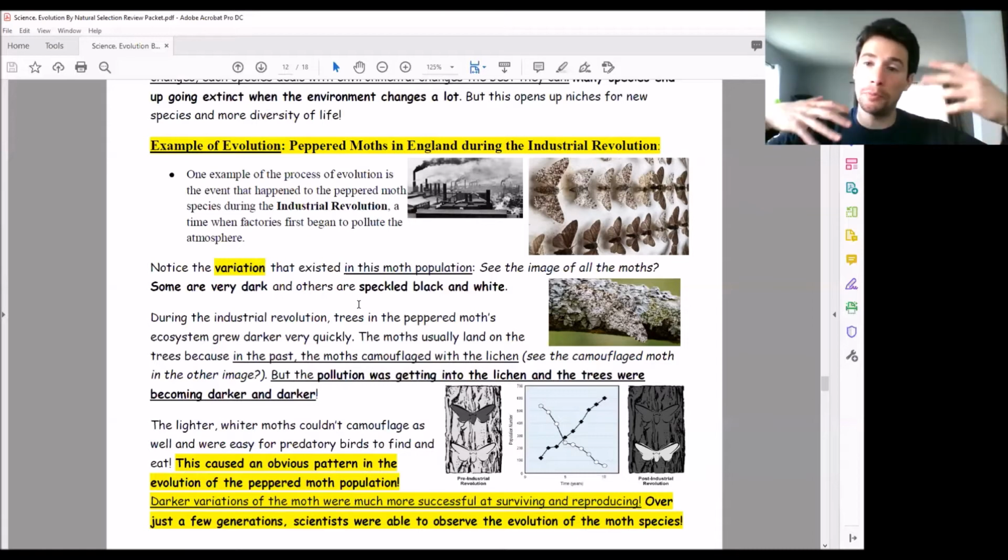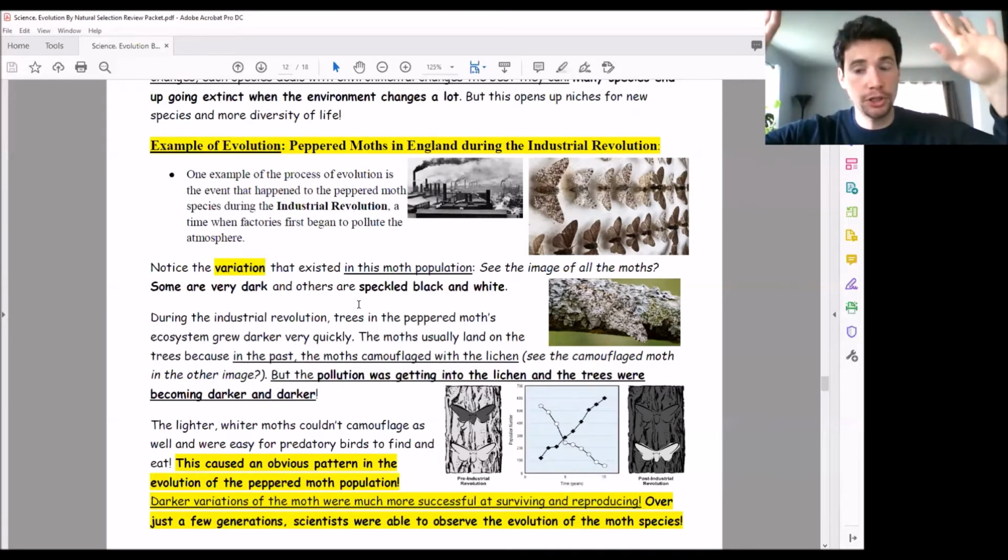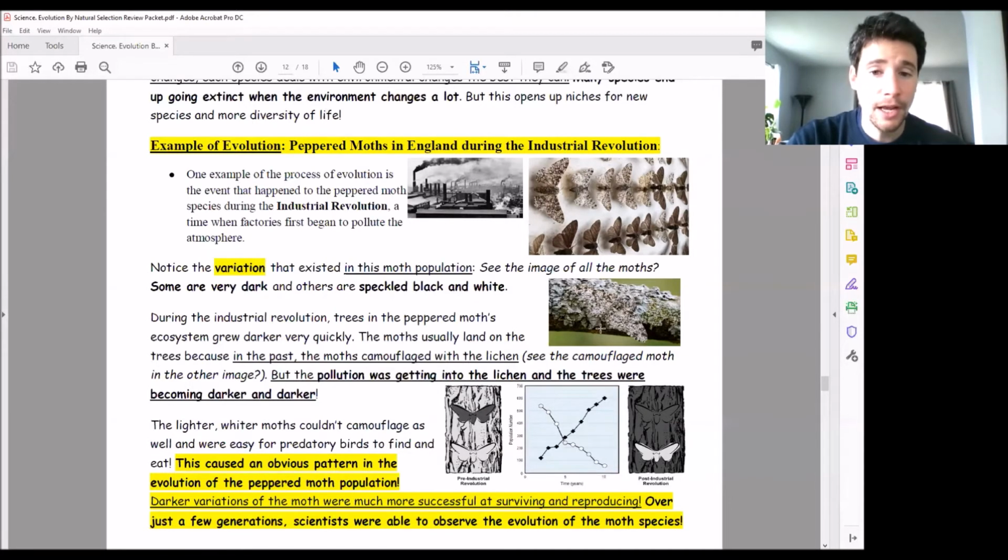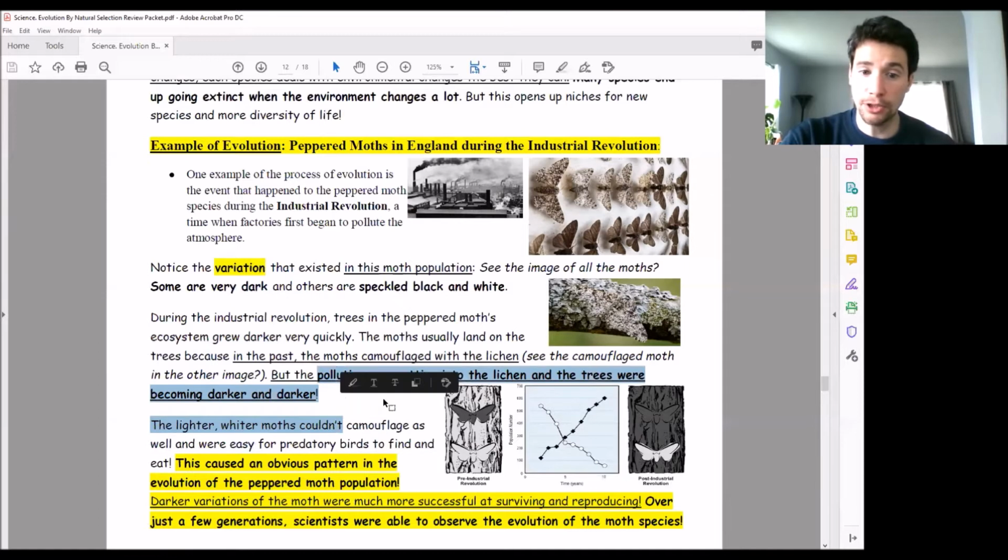But during the 1900s, in England, lots of pollution started getting pushed into the air, and that pollution got into the lichen on these trees. And so all those really well camouflaged, light colored moths started to stand out a lot more on the trees, right? The ecosystem got darker very quickly, and the moths usually land on the trees, and they normally camouflage with the lichen. But the pollution was getting into the lichen, and the trees were becoming darker and darker. See the tree difference here and here? So this is pre-industrial revolution, and this is post-industrial revolution. The trees were much darker.